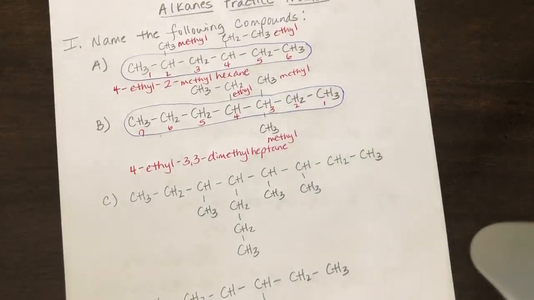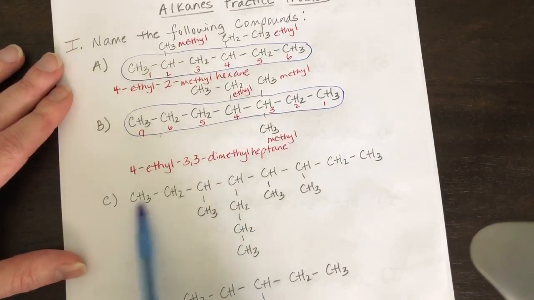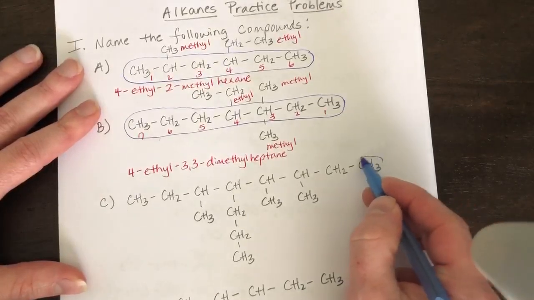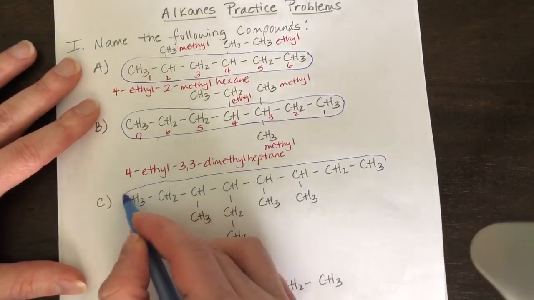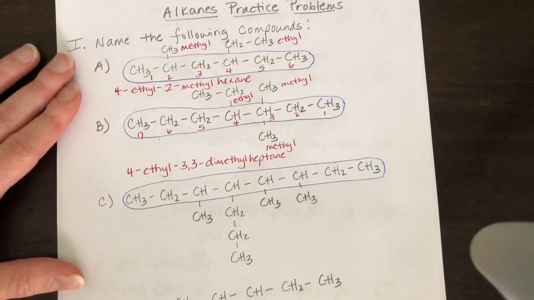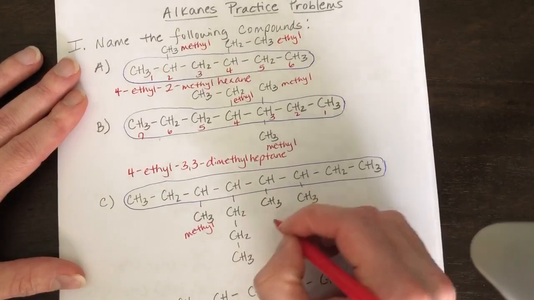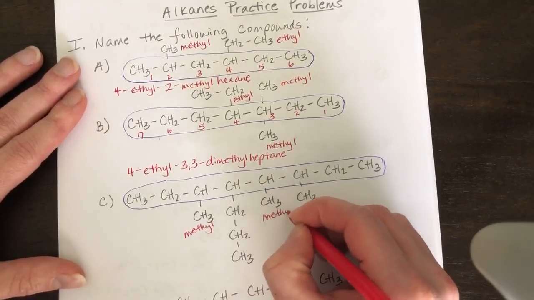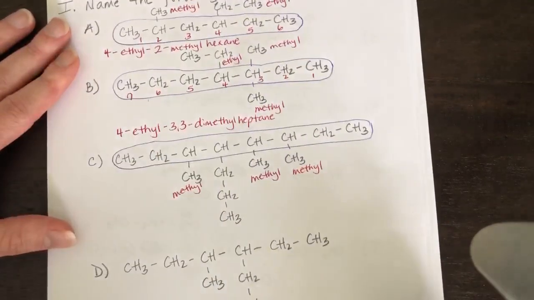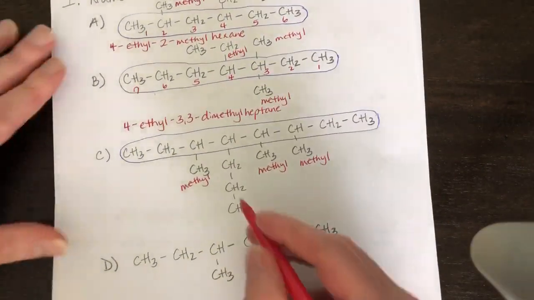Okay. Longest chain, 1, 2, 3, 4, 5, 6, 7. 1, 2, 3, 4, 5, 6, 7, 8. So it's going to be going like that. Now we've got a methyl group coming off of here, another methyl group coming off, and another methyl. And a CH2CH2CH3, which is a propyl.